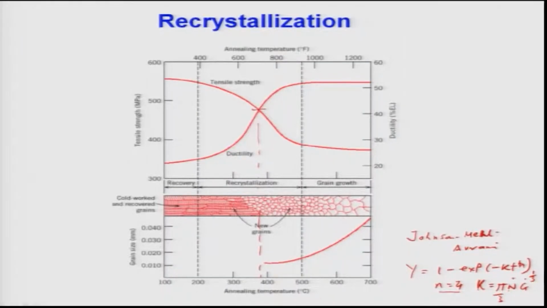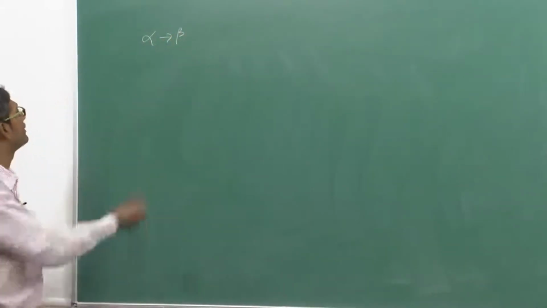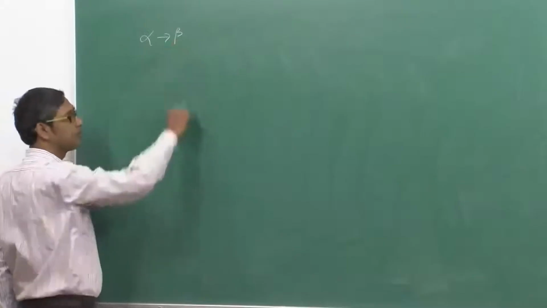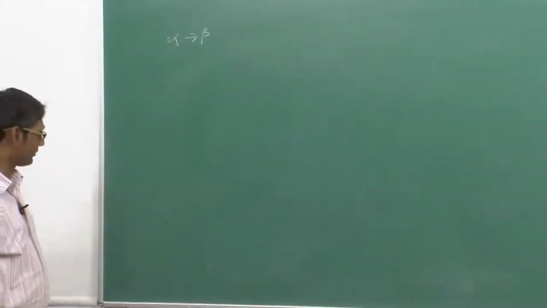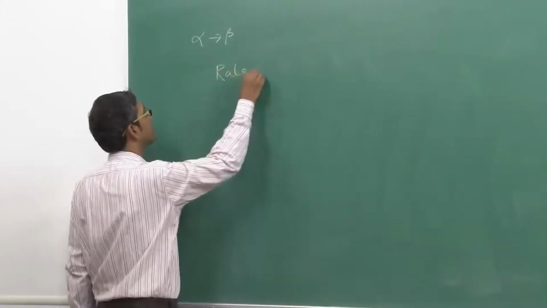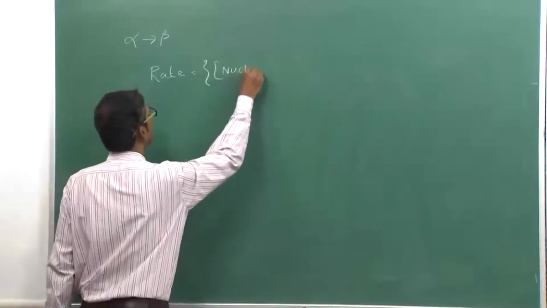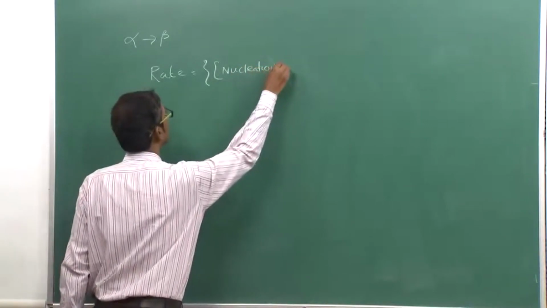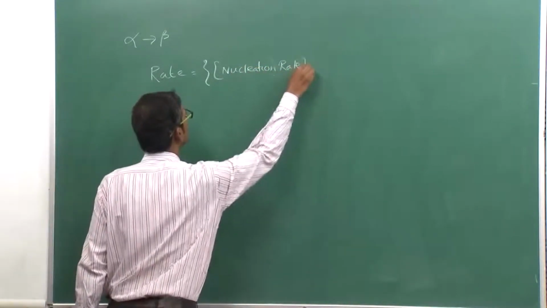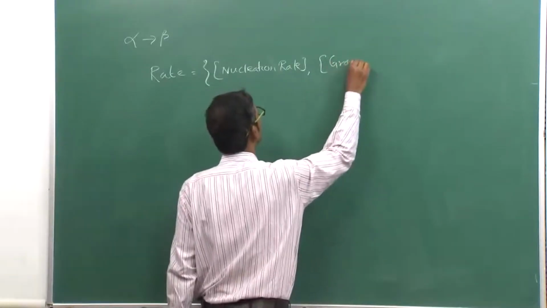Now, as I said, let us consider a simple transformation, alpha going to beta, the same as recrystallization. The deformed grains transform to strain-free grains, and as you know, the rate of this process is obviously a function of the nucleation rate as well as the growth rate, both.